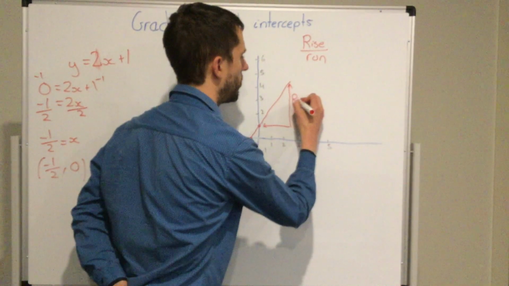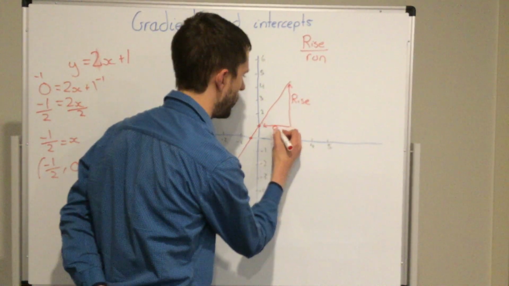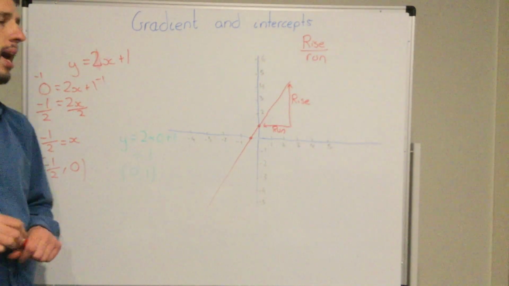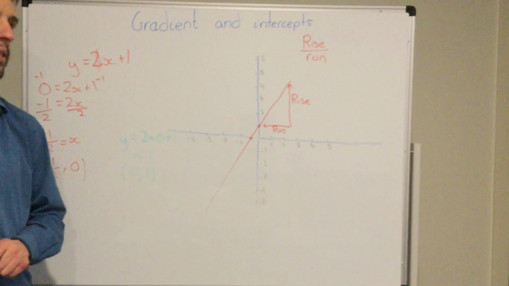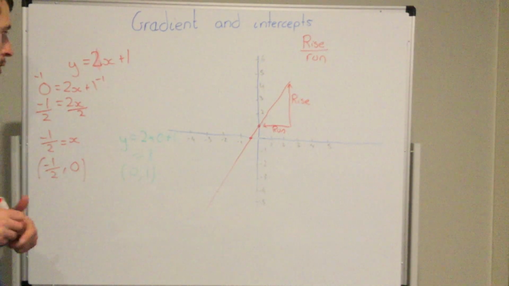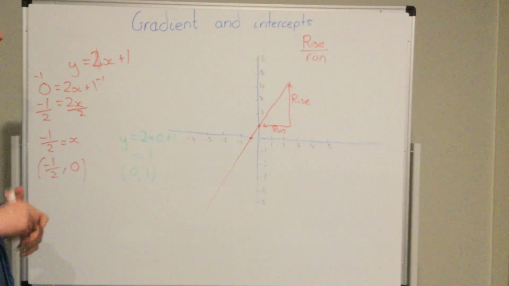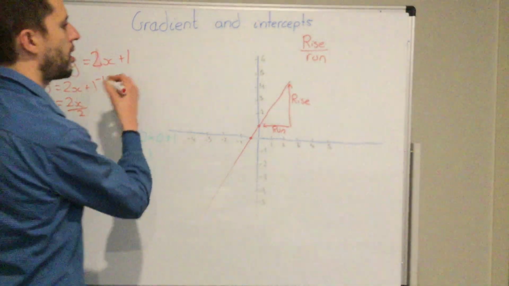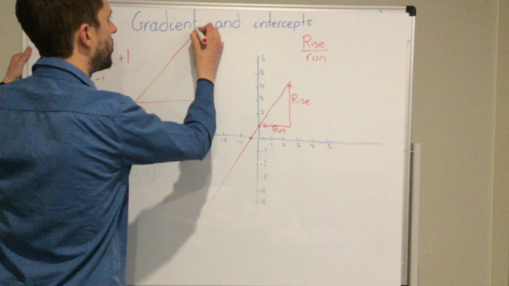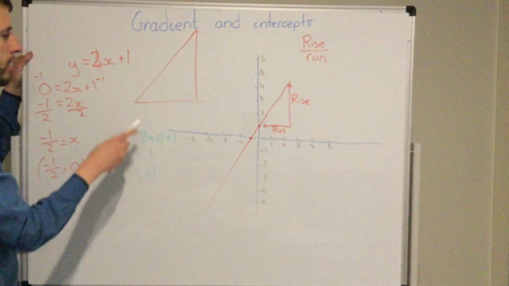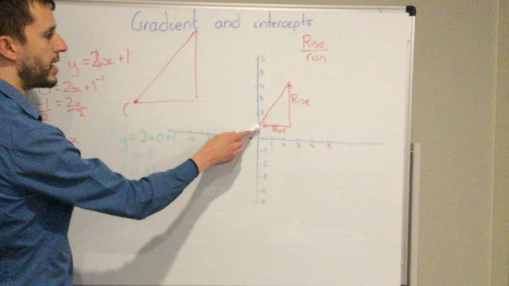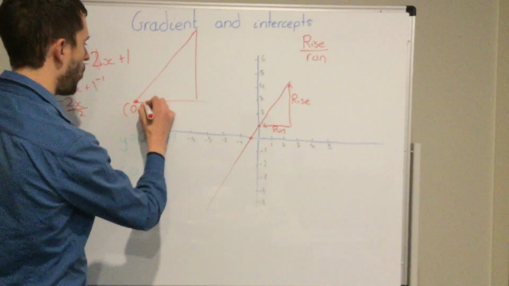So rise over run. Now, when I'm doing this, I'm going to be picking 2 points. Now, I would normally pick this one, but it is a fraction that makes it a bit harder. So, instead, I'm going to pick 2. I'm going to make a big triangle here. So you can see, I am picking this point here, which will be my intercept there, 0 and 1.